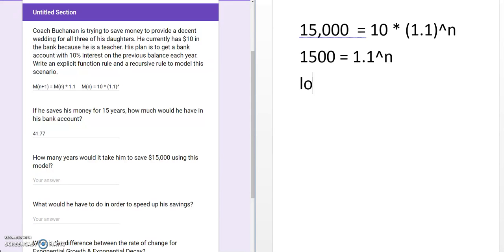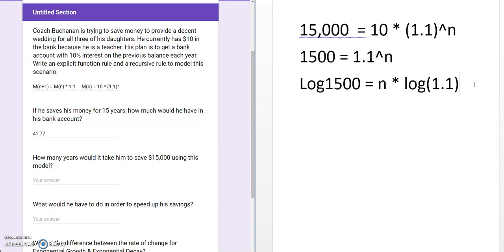Then we're going to take log of 1,500 equals log of 1.1 raised to the nth power. And what that does is that takes this n right here and moves it all the way down in front of log. So I'm going to go ahead and do that: n times log 1.1.